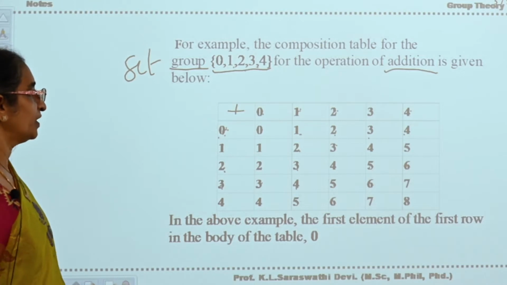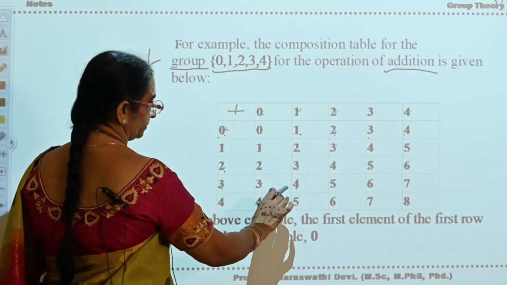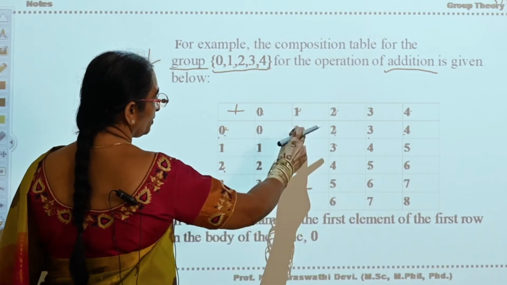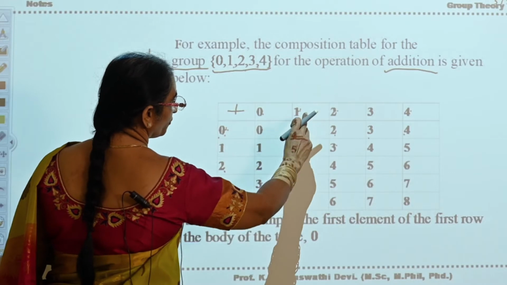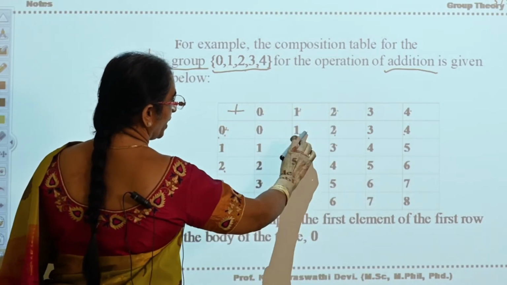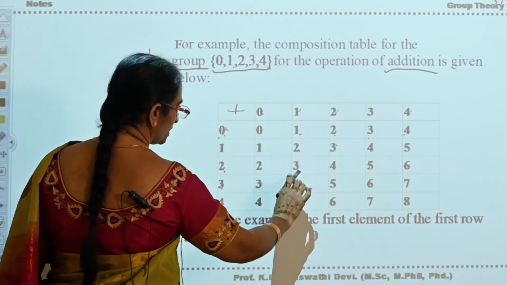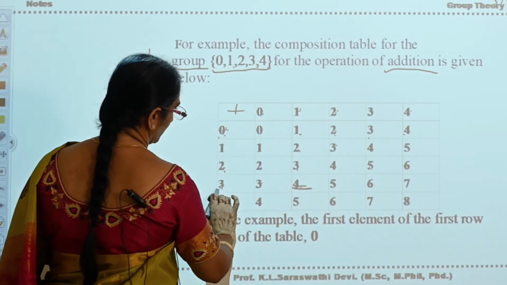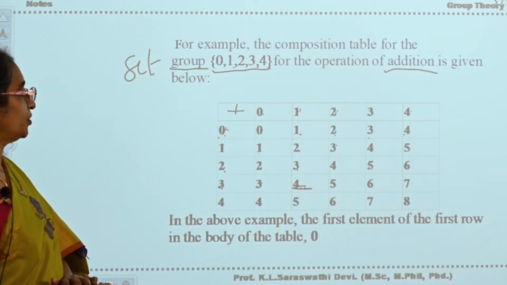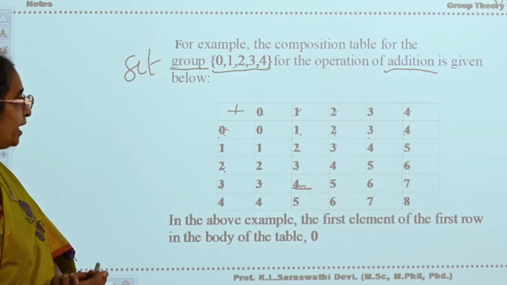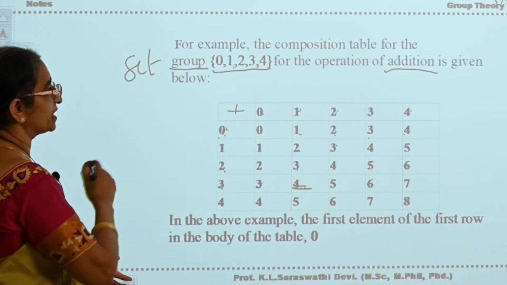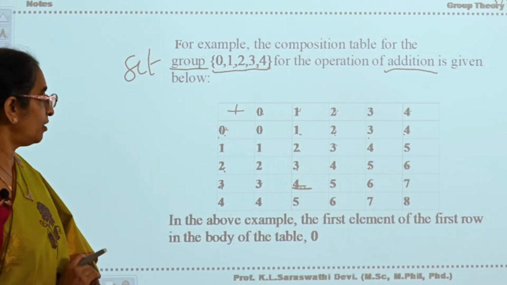Now suppose you take the element 4 here. See here, this is 1, 2, 3, 4. Leave the first row. Now 1, 2, 3, 4. This is the fourth row. This is the third row, third column element. That is, you have to add the head of the third row and the head of the second column. That is 3 plus 1 is 4. Is it clear?